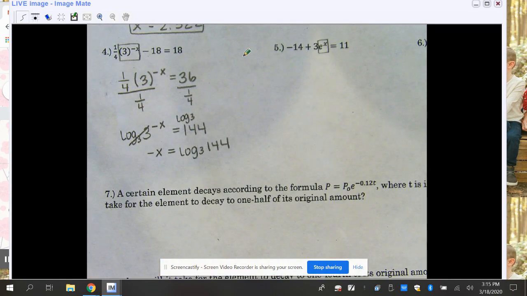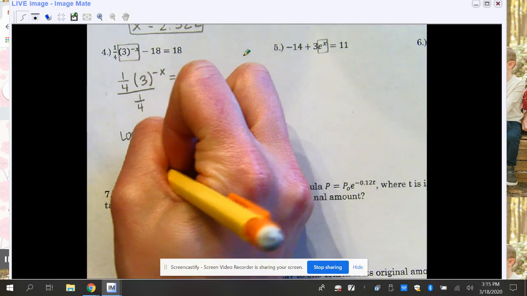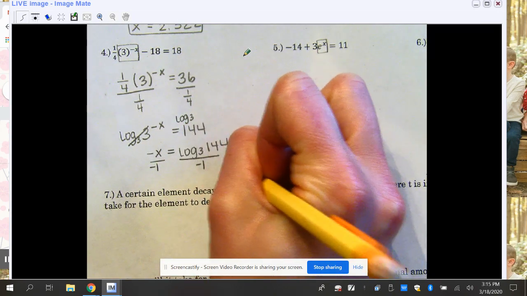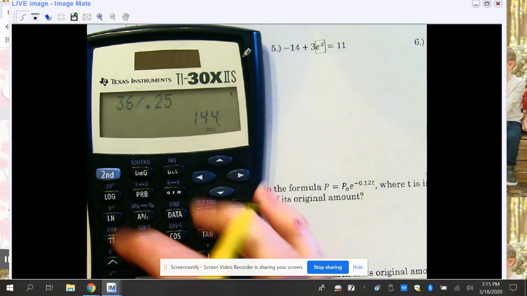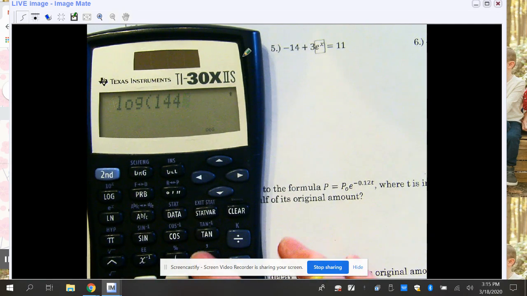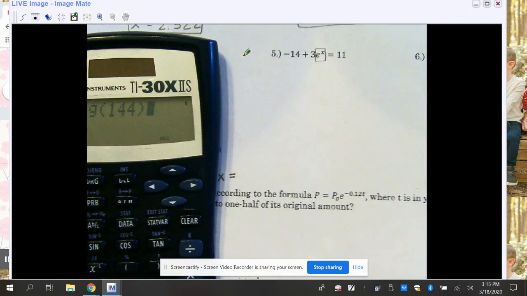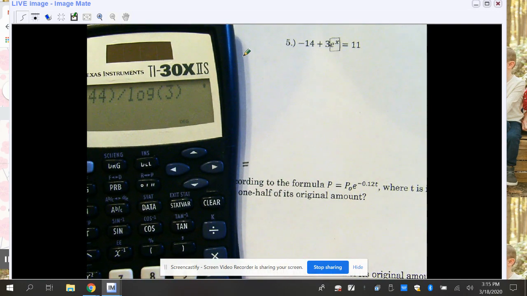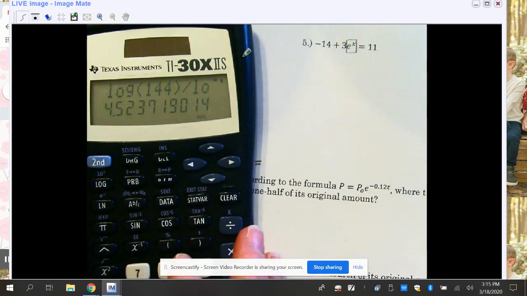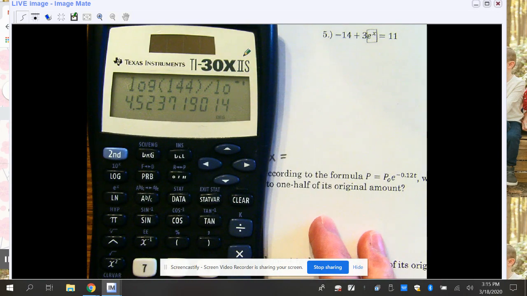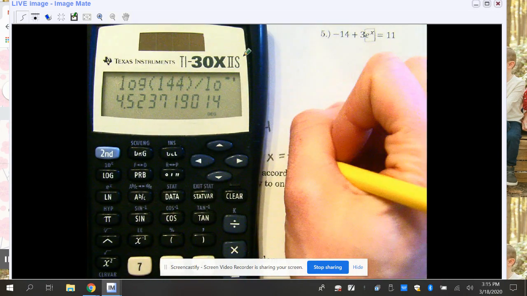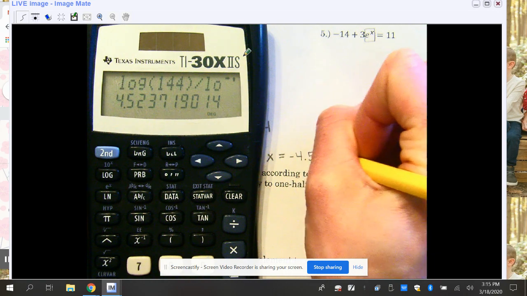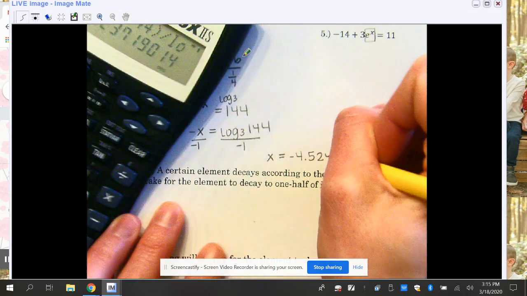And then I would just need to divide by -1. So the log of 144, doing change of base, log base 10 of 144 over log base 10 of 3 is positive. So I'm just going to change that to a negative when I write my final answer in. So -4.524 is what you should have got as your answer.